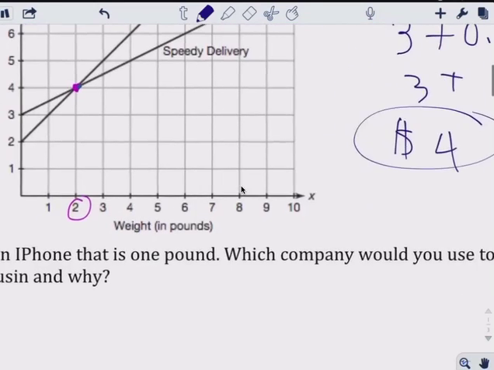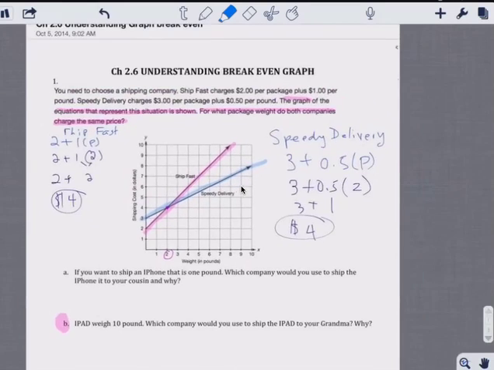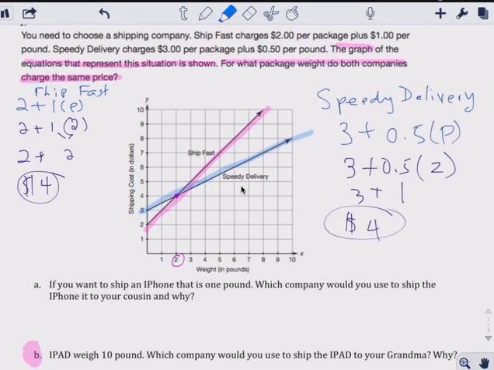Look at it here. Look, at 2 pounds, this is Ship Fast, and this is Speedy. Ship Fast is $4. Speedy is also $4. Do you see that? Did we have to do all this math to find out the price? No. We would just go, okay, where they meet is where it's the same. The same 2 pounds will cost you $4 for both companies. Which company would you choose? Does it matter which company you choose? No.